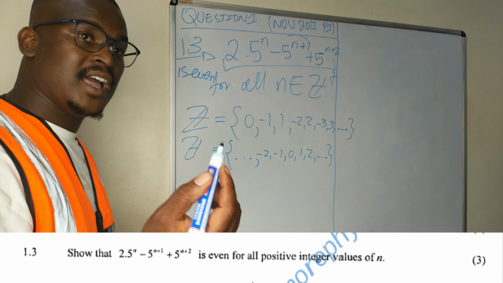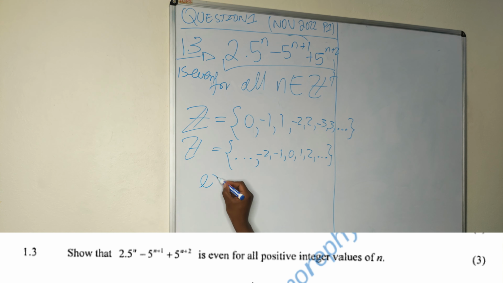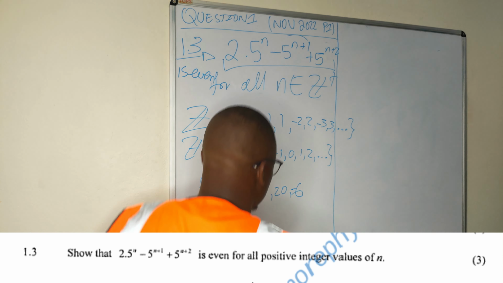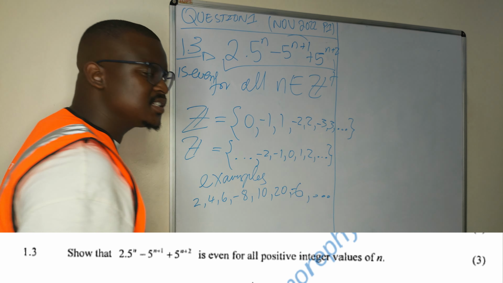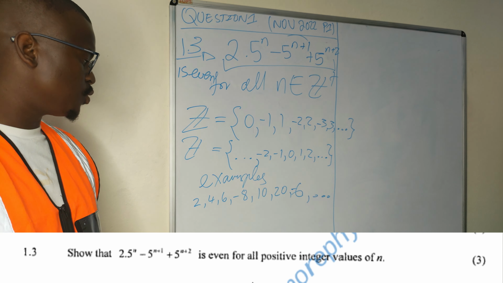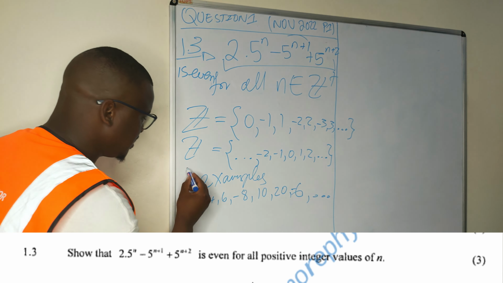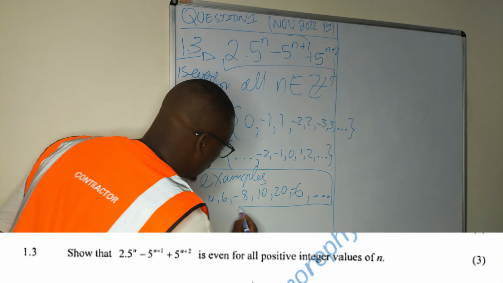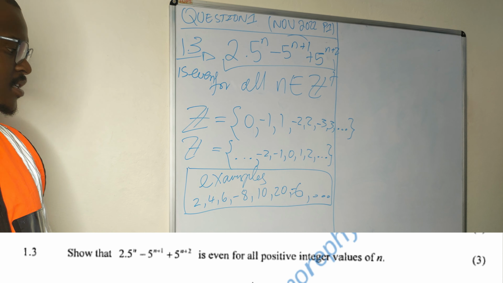You know even numbers. Let's look at examples. The ones that are common examples of even numbers. You can say 2, 4, 6, minus 8, 10, 20, whatever, or minus 6, and so on. You can list infinitely many even numbers, right? So you know that these are even numbers. These are the examples of even numbers. But what is an even number, right?